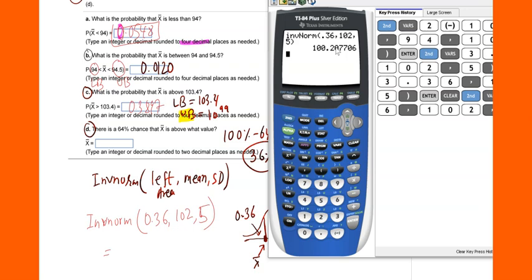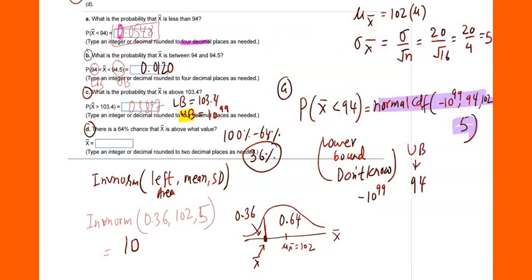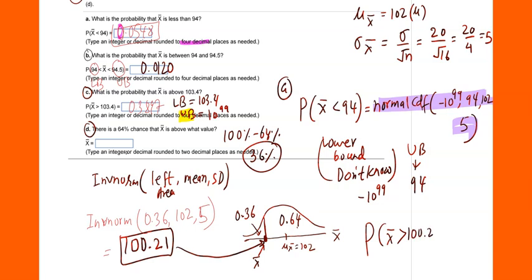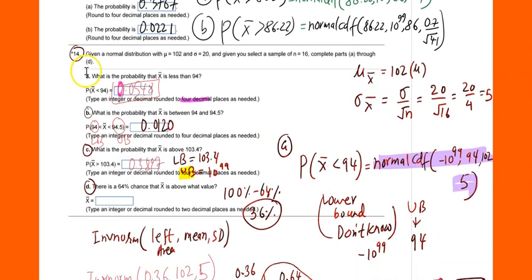Therefore this value is going to be 100.21. Therefore, above 100.21 there is a 64% chance. Does this make sense to you? In other words, we can say that the probability X bar greater than 100.21 is equal to 0.64. That's what we mean. But we're looking for X bar here using INVNORM. Okay, question number 14 is finished.